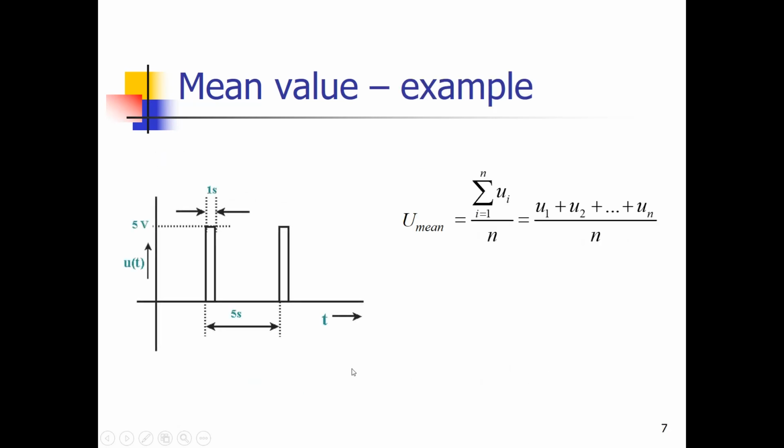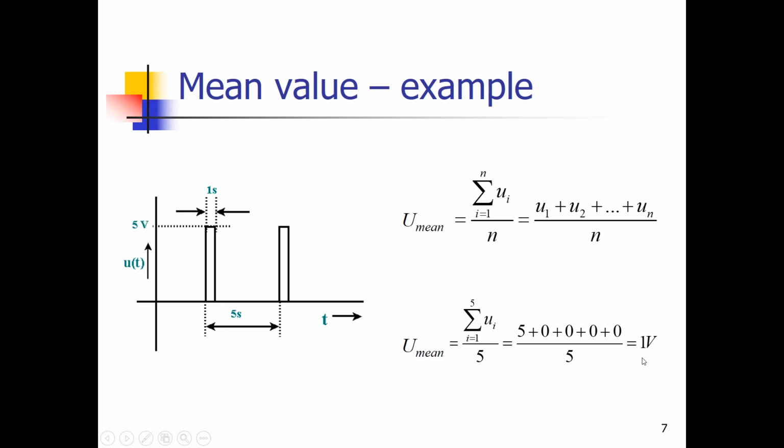Now let's do it in an example. We have a signal over here, which is constant for 1 second to a value of 5 volt, and then for 4 seconds this value is 0. So the mean or average value: we have 4 pieces over here, 1 piece over there. We add them all up and divide by the number of pieces, which is 5 in this example. So we get 5 plus 0 plus 0 plus 0 plus 0 divided by n, and then we get 1 volt.